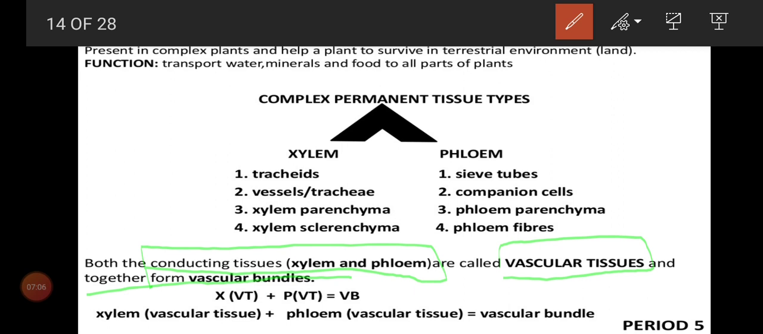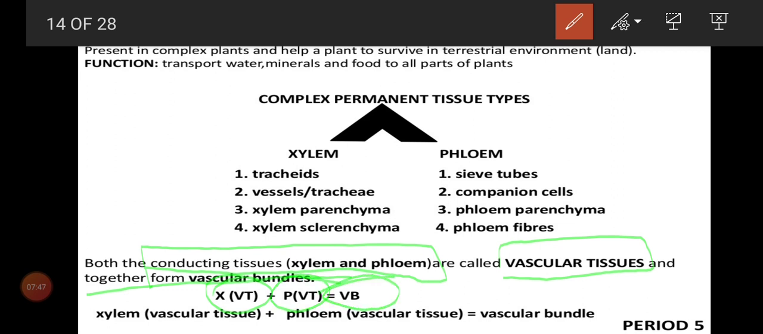And what are the types of xylem and phloem? Xylem is meant for water transport, phloem is meant for food transport. Xylem has four types: tracheids, vessels or trachea, xylem parenchyma, xylem sclerenchyma. Phloem also has four types: sieve tubes, companion cells, phloem parenchyma and phloem fiber. Xylem and phloem together we call vascular tissue, and they will be in bundles. Together they are in a bundle, so we call it a vascular bundle. Xylem vascular tissue plus phloem vascular tissue together we call a vascular bundle.